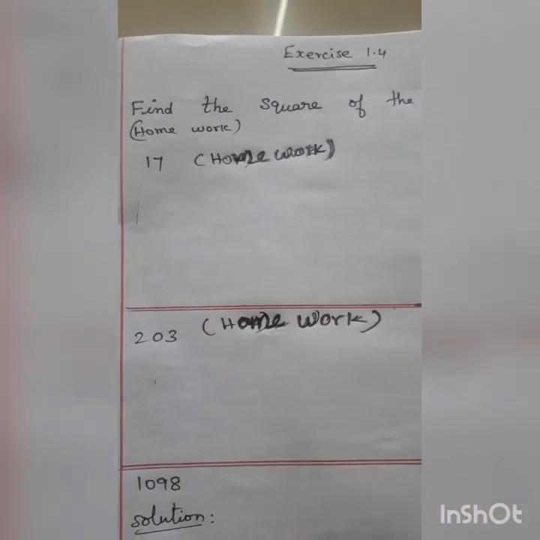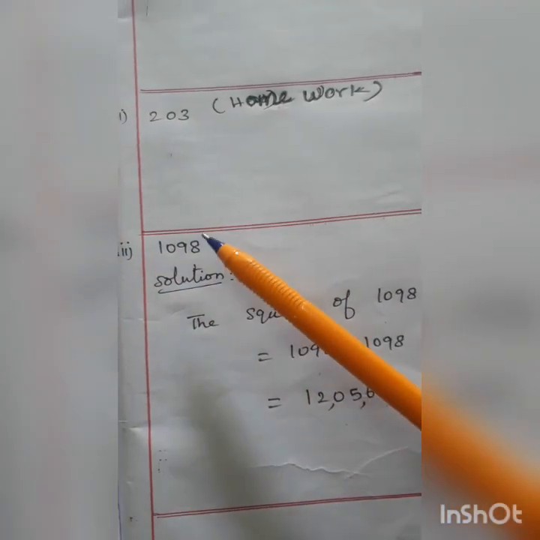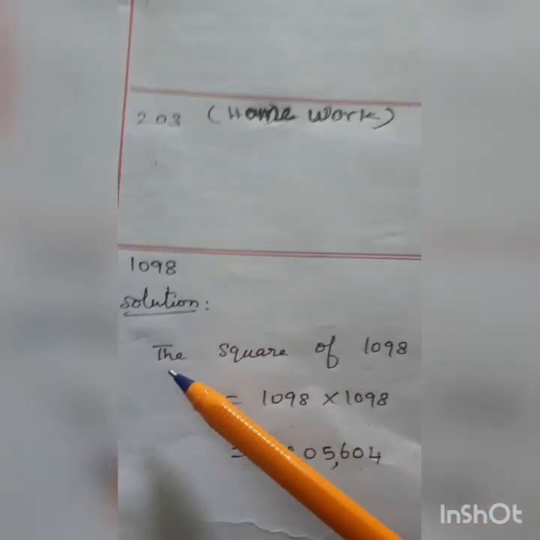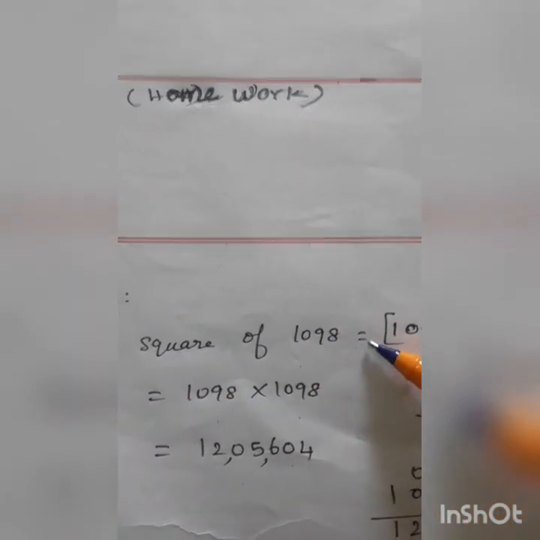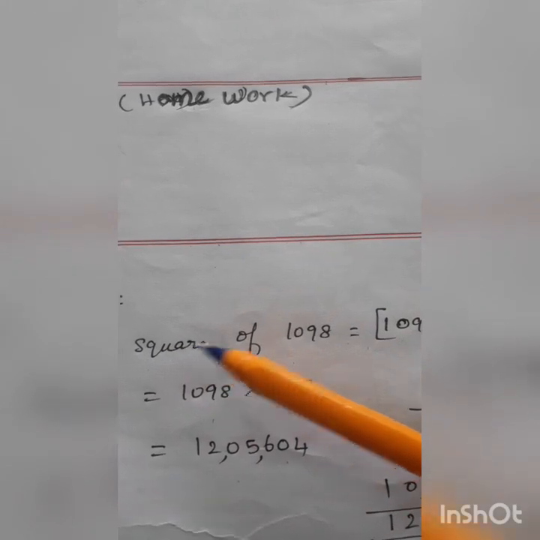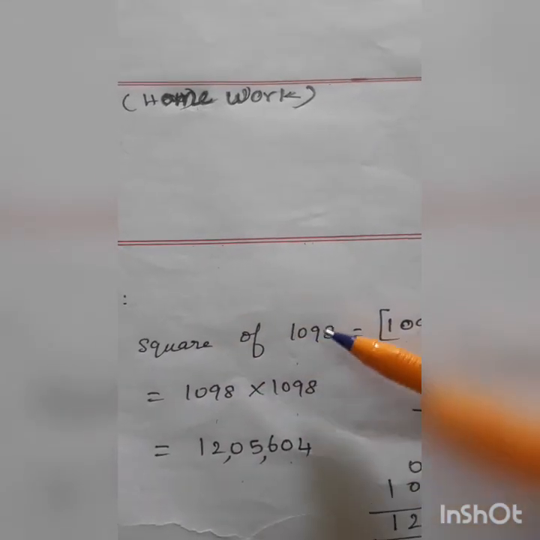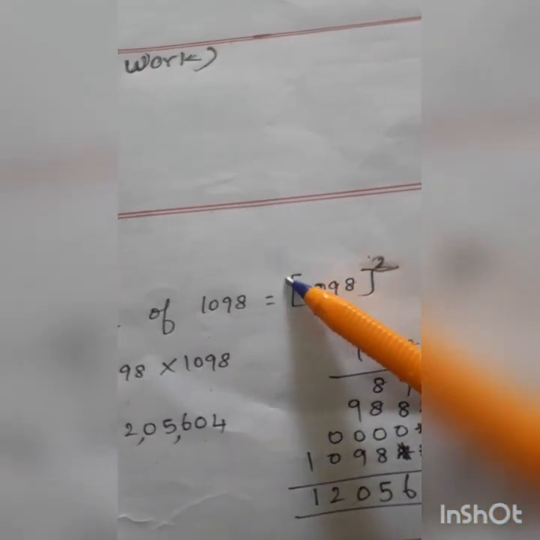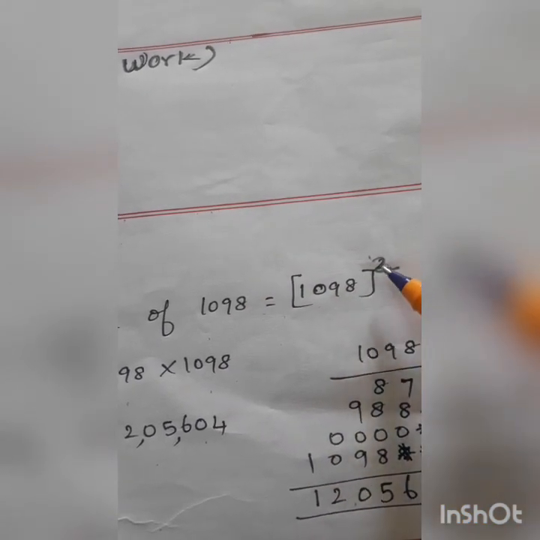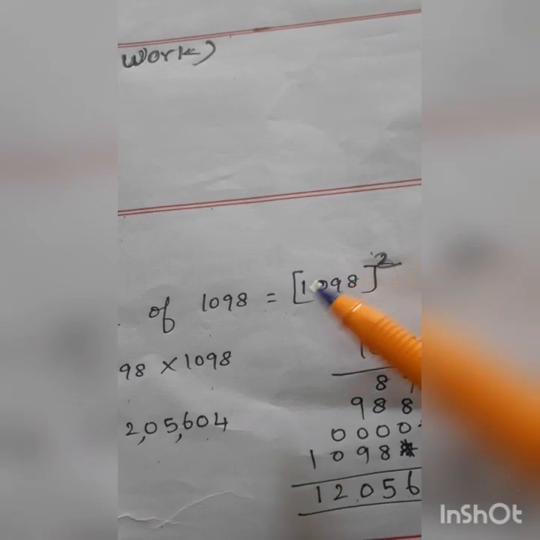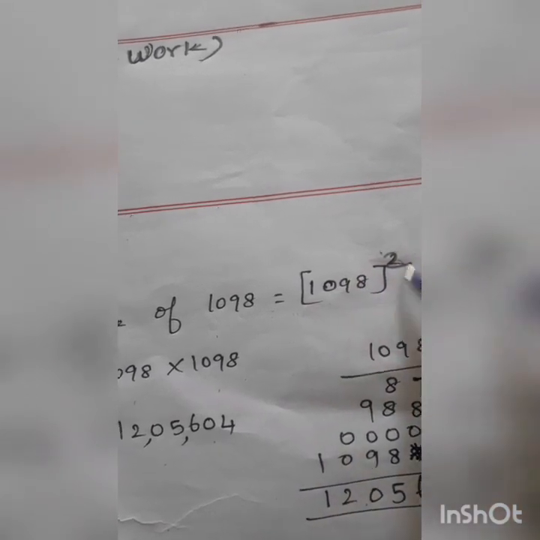How to do the third sum, I will say and give the sum. What is the third sum? 1098. Solution: the square of 1098 is equal to... Square means the given number multiplied 2 times. So first step, you start the bracket, write the given number inside and close the bracket. Power is 2, square. This is 1098 whole square.